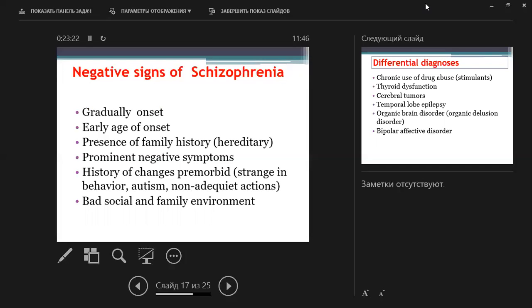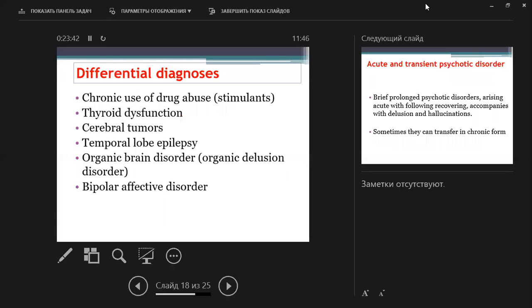Prominent negative symptoms, you know what negative is. History of changed premorbid, for example strange behavior in the premorbid, autism, non-adequate actions, for example loss of interest and so on, and bad social and family environment. That is, when the family does not support these patients.